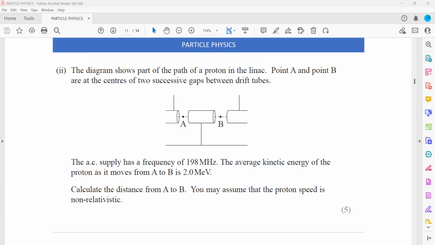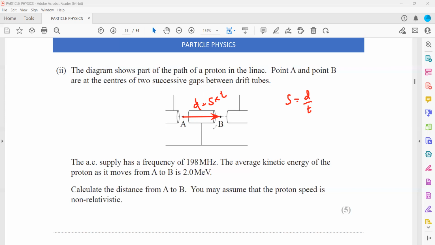So look, the frequency is given. To get the distance between A and B, we consider it as a length of one, or a bit more than length of one. We have the formula speed equals distance over time. So distance between A and B is speed multiplied by time.